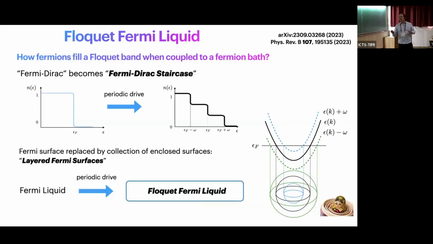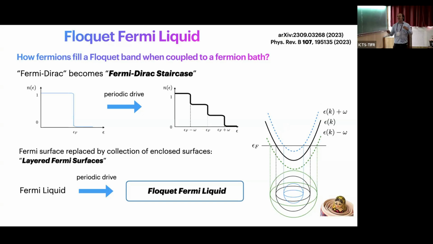All right, so here is a summary of the main ideas that I want to communicate. So the question is, how should fermions fill a Floquet band? And there are going to be two settings in which we are going to look at this question. So first is, how should they fill the band when they are coupled to a fermionic bath?